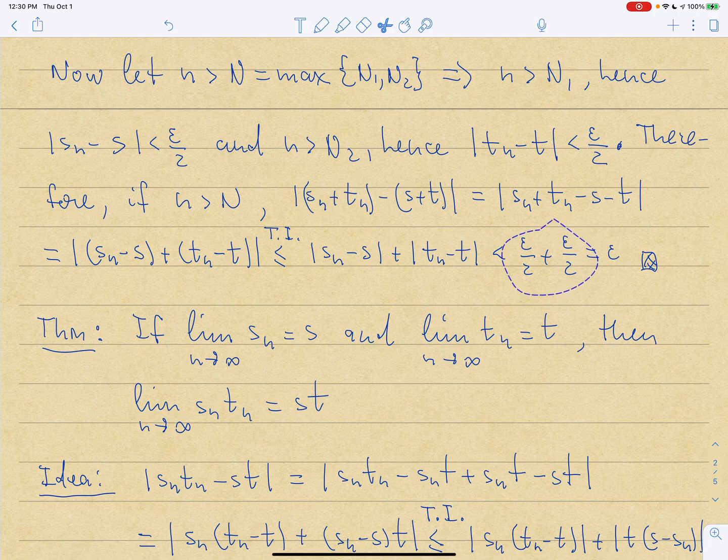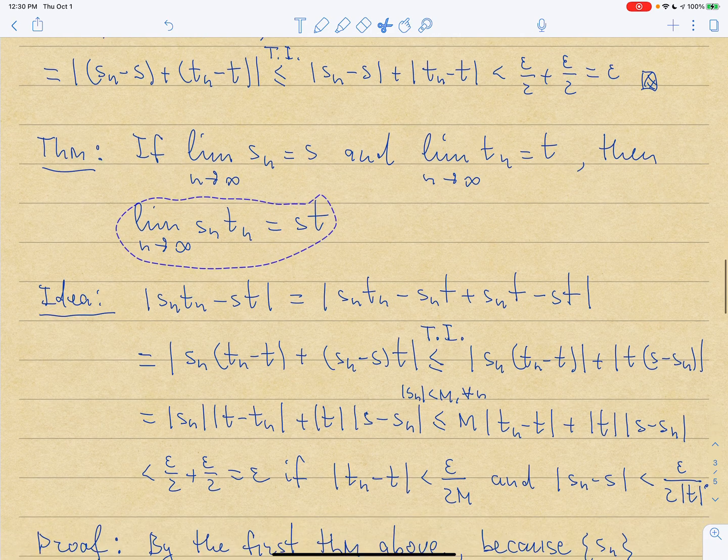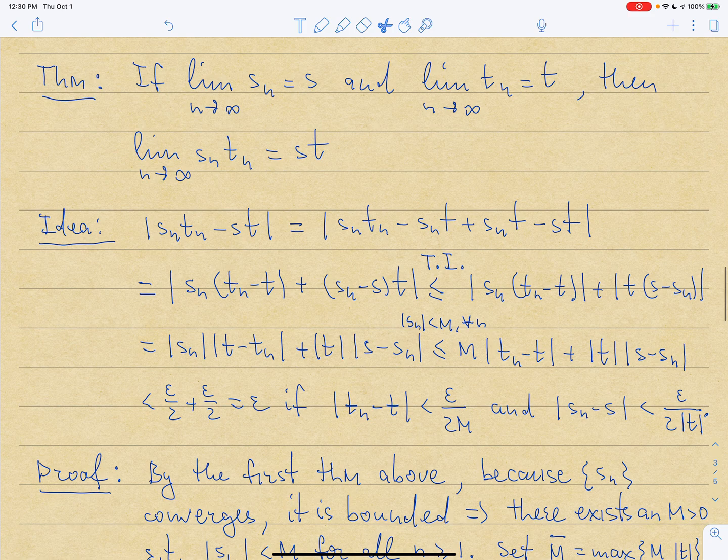We should be able to prove the same statement for the product of two sequences. So that would be a result established in the next theorem. If a limit of Sn is S and the limit of Tn is T, then I expect that the limit of the product is equal to the product of limits, ST. Again, the first step will be that we need to figure out what is the idea of the proof, and then we actually implement it in the proof. So in this case, because I want to show that SnTn goes to ST, I need to evaluate the difference between the product SnTn and the product ST.